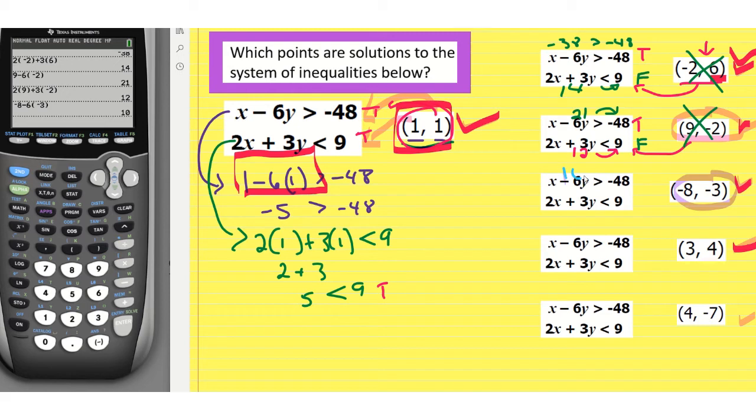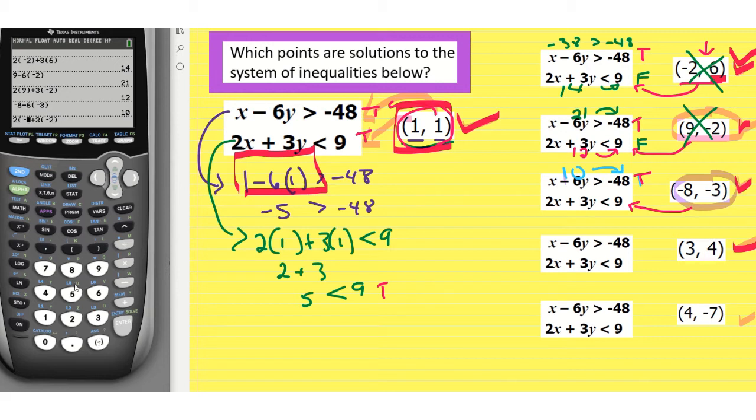Okay, so 10, is that greater than -48? Yes, that is a true statement again. Okay, so now we're going to test the second inequality. So I'm going to go to my calculator, go back up, grab the one that looks like my second inequality, backspace over here. I'm going to put in the point -8, -3 again.